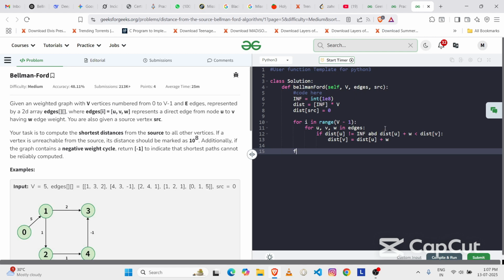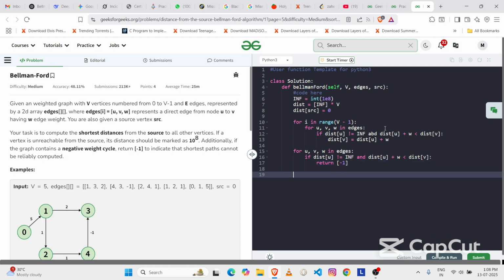Now for step 2, we are going to check for a negative weight cycle. For doing so, we again go inside our edges, for u, v, w in edges. Now we check if our distance of u is not equal to infinite, and distance of u plus w is less than our distance of v. If that's the case, then we return -1.